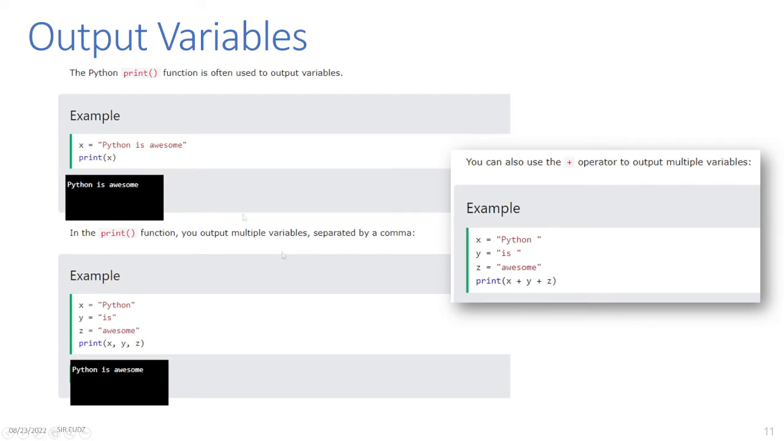How do we output variables? The Python print function is often used to output variables. So x is equal to Python is awesome. Then print x, so it will print Python is awesome. In the print function, you can output multiple variables separated by a comma. So x is equal to Python, y is equal to is, and z is equal to awesome. If we print x, y, z, it prints Python is awesome. You can also use the plus operator to output multiple variables, like Python is awesome, so print x plus y plus z. This will produce the same output here.